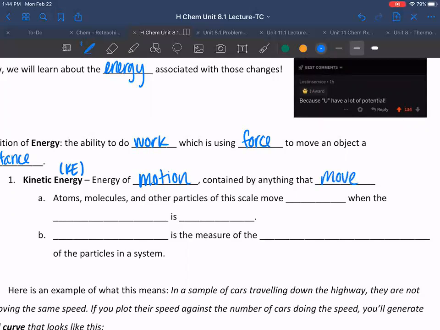And so for chem, we talk about atoms, molecules, and particles. And so how we relate them to kinetic energy is that they move faster when the temperature is increased. So we're going to relate temp to kinetic energy. And so we actually define temperature as the measurement of the average kinetic energy of particles in a system.